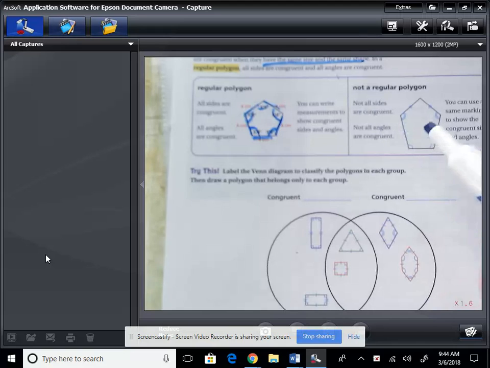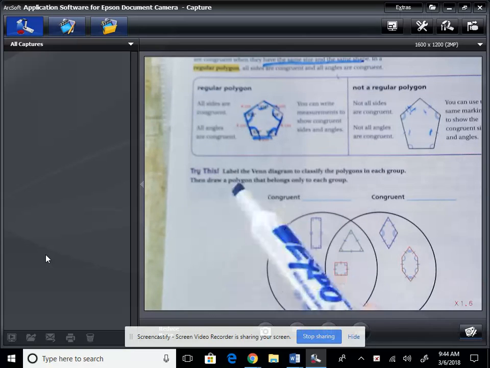Then we have a non-regular polygon, where not all the sides are congruent. We have 2 sides that are, and you notice that they mark them with 2 lines. This one's marked with 1 line because these 2 are congruent. Not all the angles are congruent. These angles are congruent, and this one is totally different than all of those. So you can see how we are marking the polygons.